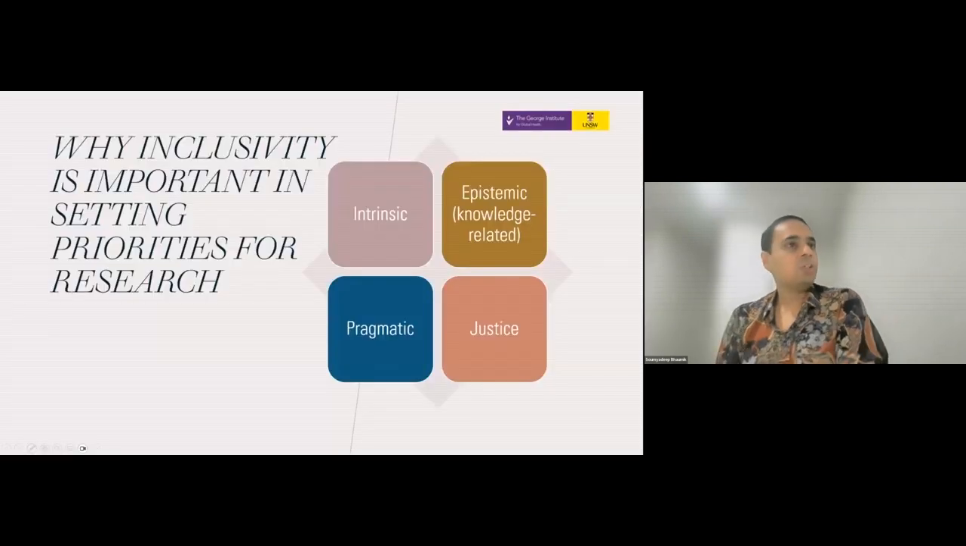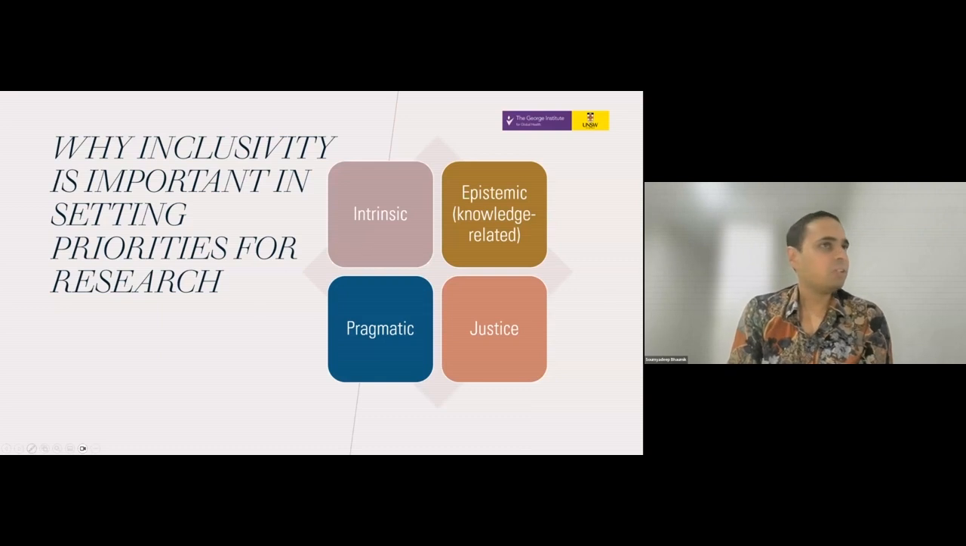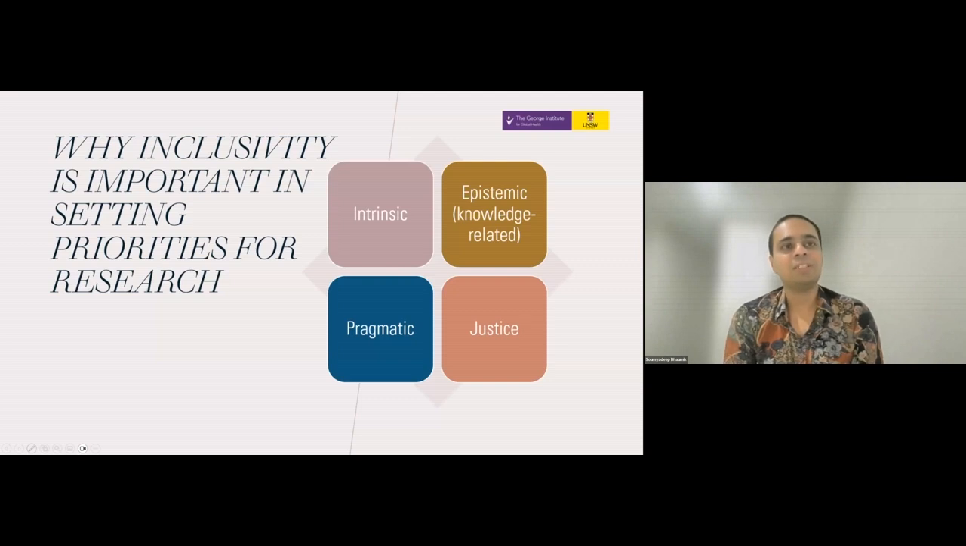So we all know that this session is about inclusivity, but I thought it would be good to talk about why inclusivity is important in setting priorities for research, especially under the current socio-cultural political environment where diversity, equity, and inclusivity are quite being challenged, and people are asking, is this needed?